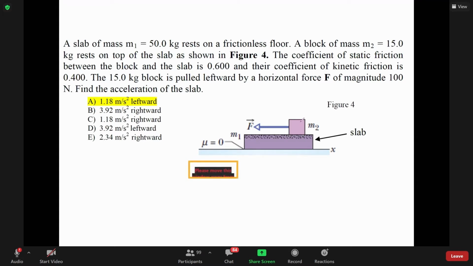This is the block. If this is the force of pulling, then the force of friction should be in this direction. But remember something important: the force of friction is between two objects, and it's opposite and equal. Which means on the block, the force of friction is to the right, and on the slab, the force of friction is to the left. That is what gives the slab the opportunity to move.